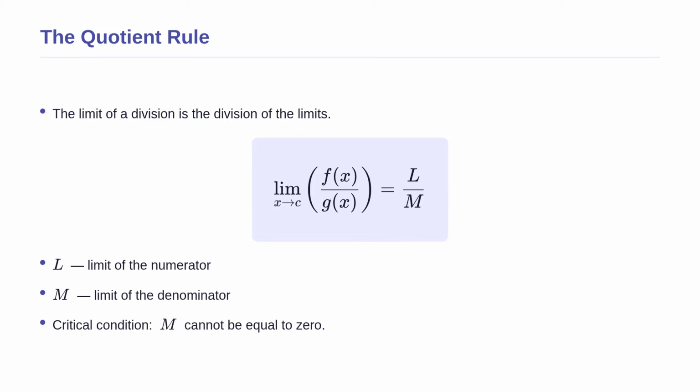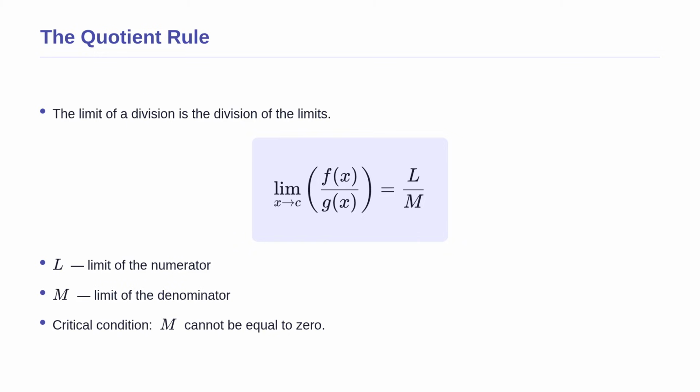Finally, we have the quotient rule, which handles division. It says that the limit of one function divided by another is the quotient of their individual limits. However, there is one massive, critical condition for this rule. The limit of the denominator, m, cannot be equal to 0.